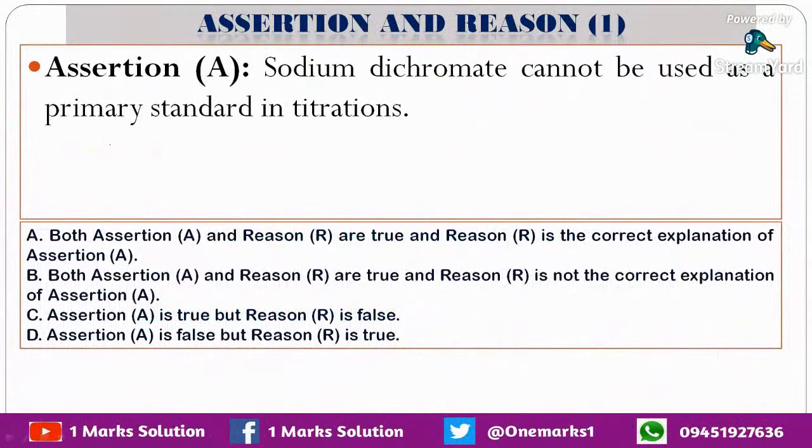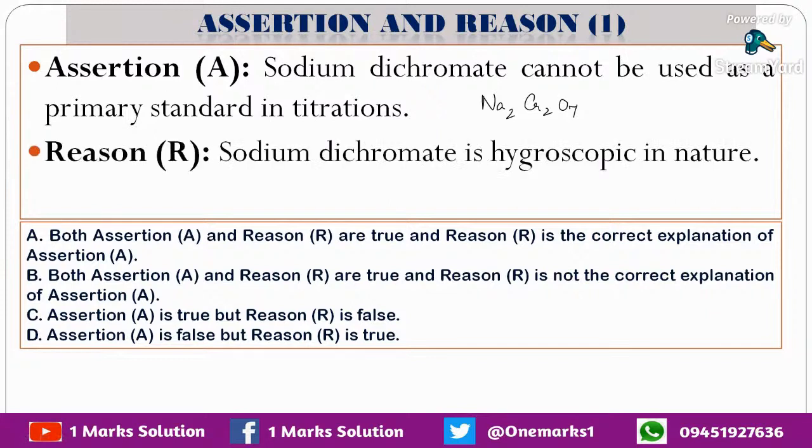The first statement for assertion is sodium dichromate cannot be used as a primary standard in titrations. This is true. Sodium dichromate is Na2Cr2O7, and we do not use it as a primary standard. Primary standard solutions in titrations are the solutions जो अपने आप में खुद ही change दिखाते हैं. So sodium dichromate doesn't show you change, and that's why it's known as a secondary standard solution.